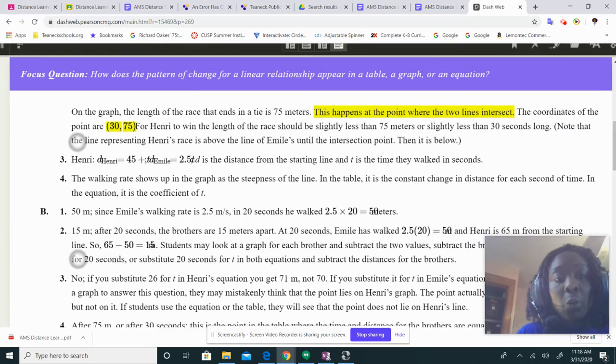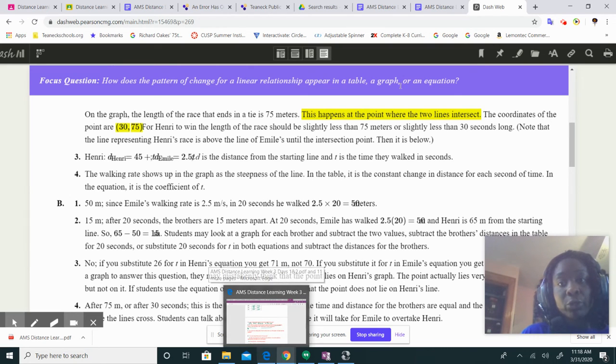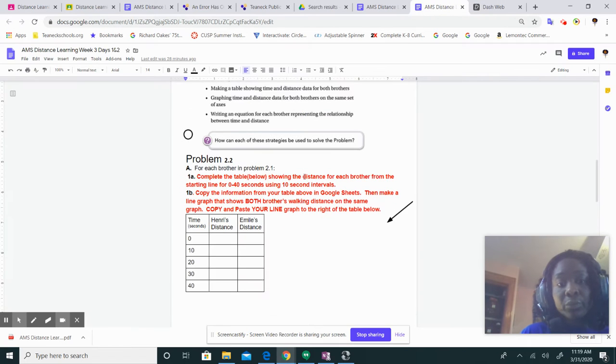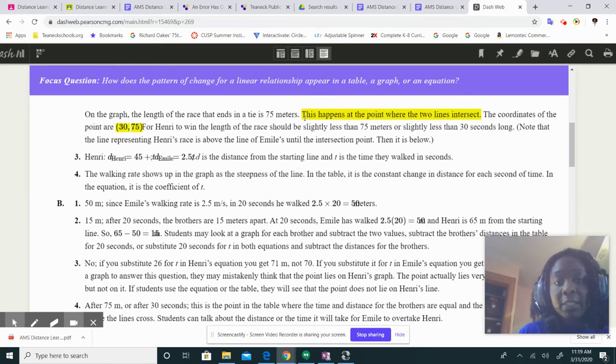The walking rate shows up in the graph as the steepness of the line, because the question you were then asked, and again, I'm just toggling back and forth so you guys can see, is how does the walking rate of each brother show up on the graph, the table, and the equation? And so that's number 4, okay? And so that's this right here.